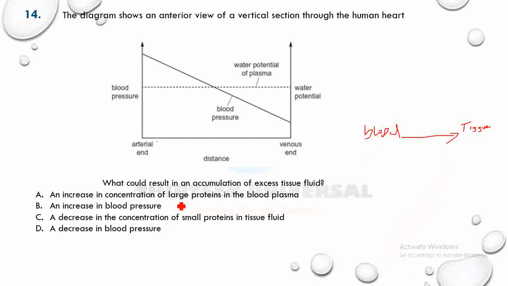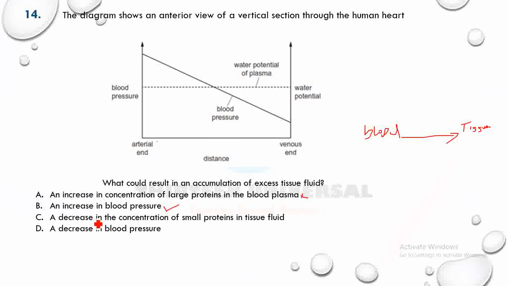So they say an increase in concentration of large proteins in the blood. Now this lowers water potential. The only thing that would force tissue fluid out and give more tissue fluid is an increase in water potential. An increase in blood pressure, yes. Once the blood pressure increases, it's going to force out tissue fluid, that is blood plasma, at the arterial end of capillaries.